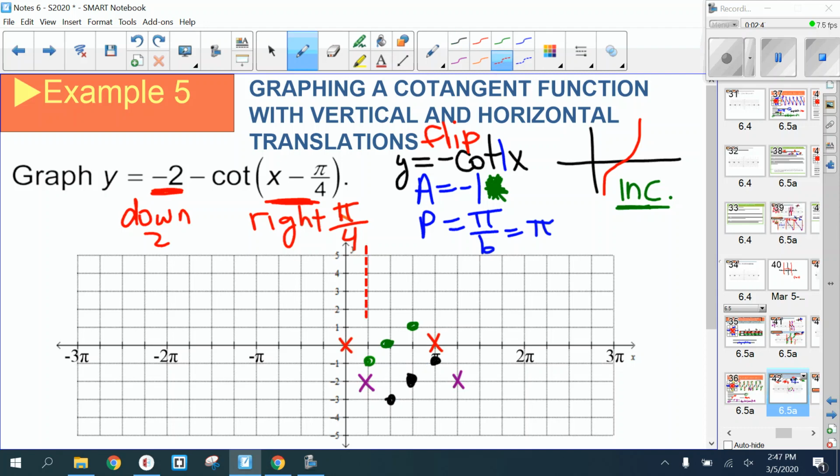So I'm going to go ahead and draw those asymptotes through here. Those are the shifted asymptotes. And here's my flipped cotangent curve. I've got a flipped cotangent curve with period pi that's been shifted down 2 and right pi over 4. All right, so last thing, we would just fill in the rest of those periods. So just copy the dots over. Make new curves.